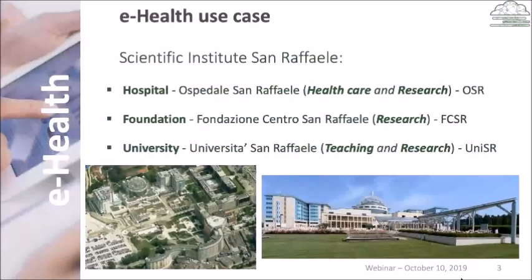Scientific Institute San Raffaele is composed of these three main parts. First one is the hospital, where we have healthcare activities and also research activities. Then we have a foundation, Fondazione Centro San Raffaele, fully dedicated to research activities. And then we have also a university with teaching activity and research. From these slides, we see that research activity is spread across these three main parts of our institution.